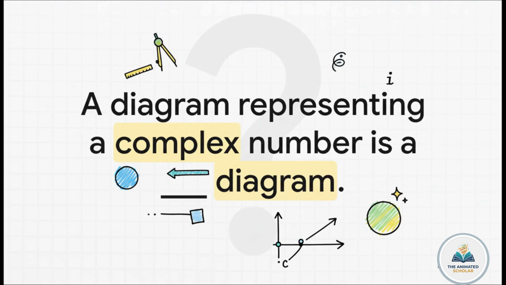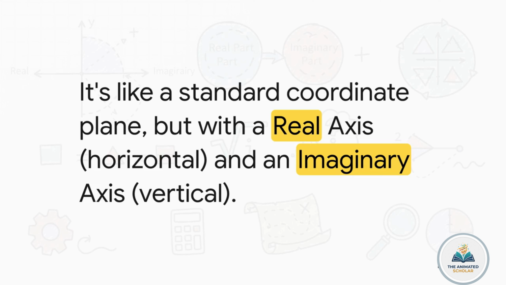So our map asks, what's the official name for this map? We've got a few options here. Is it a vector diagram, a Venn diagram, or something else entirely? You got it. It's an Argand diagram. And honestly, it's way simpler than it sounds. Just picture a regular city map. The real axis is the main street that runs horizontally, east to west. And the imaginary axis is the cross street, running vertically, north to south. Every complex number has its own unique address right there on the map.